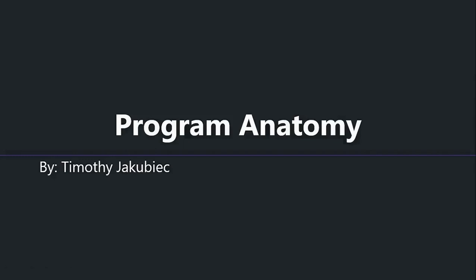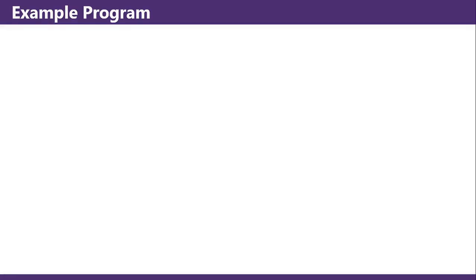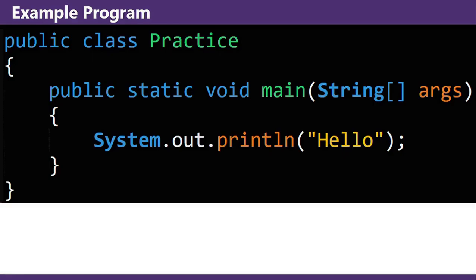Today you're going to learn about program anatomy in Java. Example program: public class Practice, public static void main(String[] args), System.out.println("Hello"). Throughout this video you'll learn what each and every line in this piece of code means.